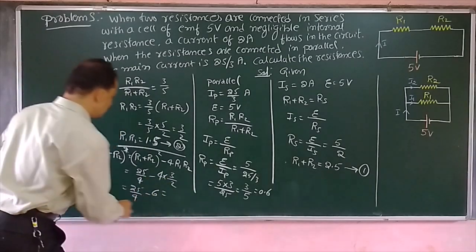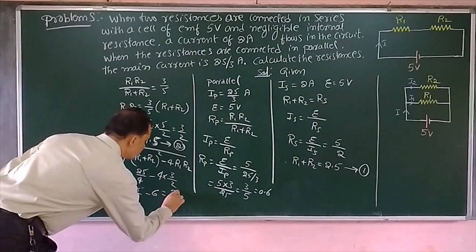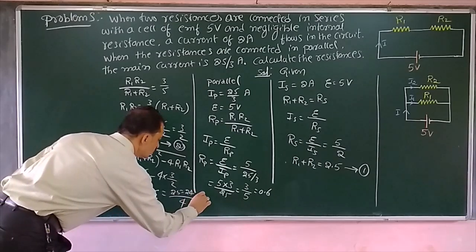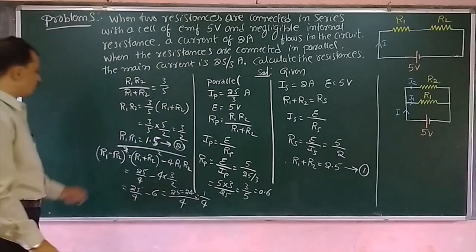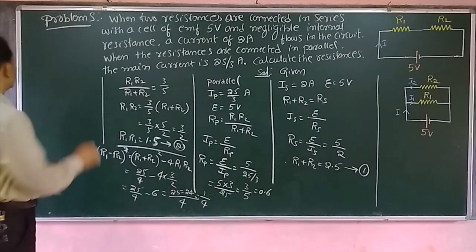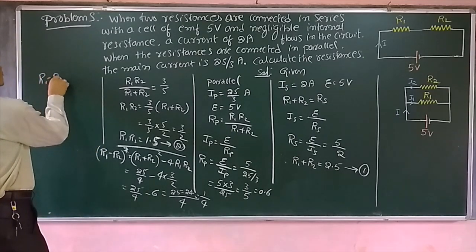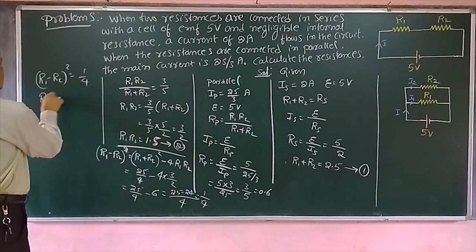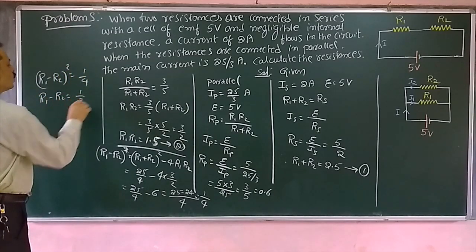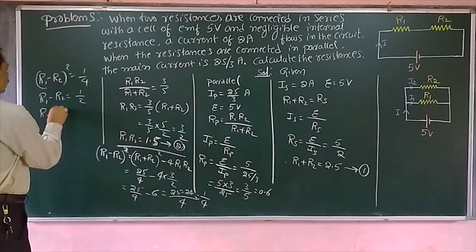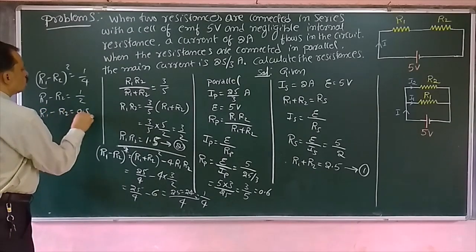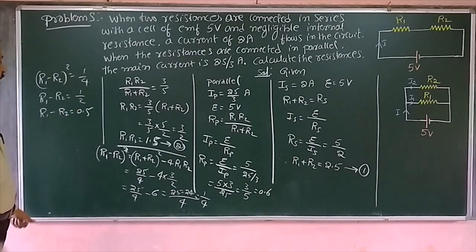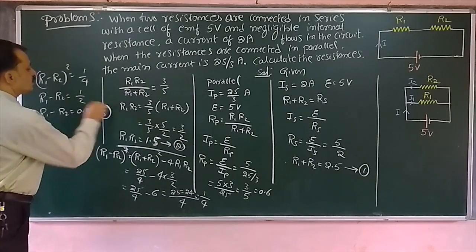So simplifying this, it is equal to 25 minus 24 divided by 4, which is equal to 1 divided by 4. Therefore R1 minus R2 whole square is equal to 1 by 4. R1 minus R2 is equal to 1 by 2, or R1 minus R2 is equal to 0.5. Now call this relation 3.